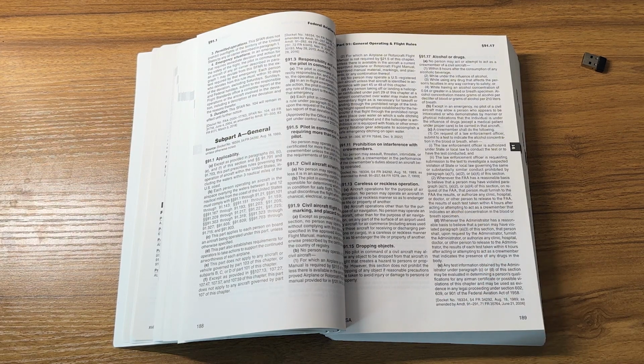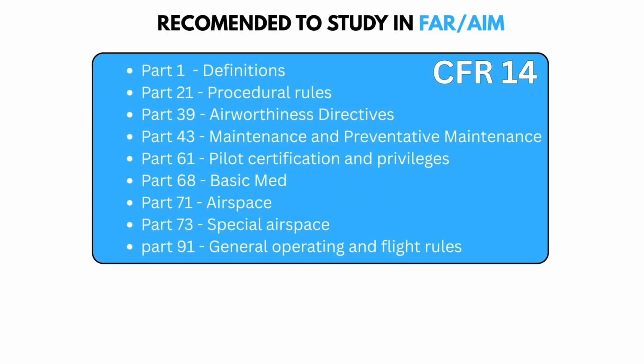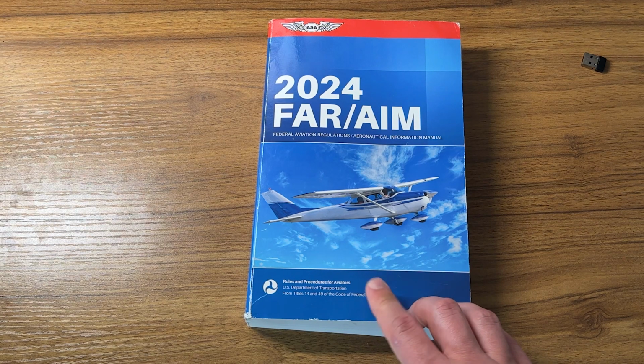The parts of the FAR/AIM recommended to study the most for your exam are 14 CFR Part 1 definitions, Part 21 procedural rules, Part 39 airworthiness directives, Part 43 maintenance and preventative maintenance, Part 61 that covers pilot certification and privileges. We also have Part 68 BasicMed. We have Part 71 airspace, Part 73 special airspace, Part 91, that covers the general operating and flight rules, and we're going to have a lot of emphasis on Part 91. And then we're going to have 49 CFR, which is just NTSB notification, Part 830, going over that one in depth, and then we've got to read all of the AIM chapters.